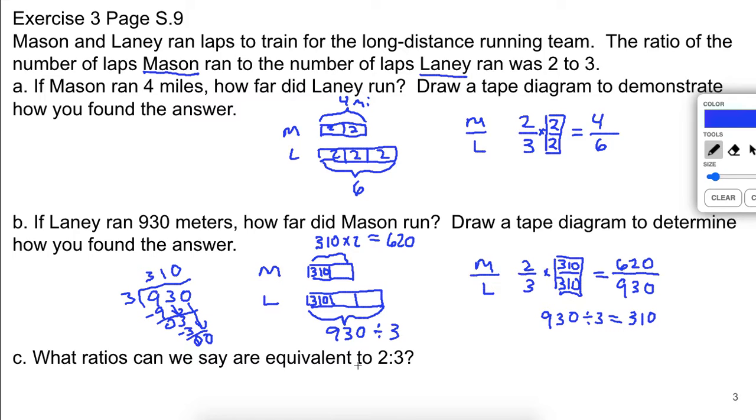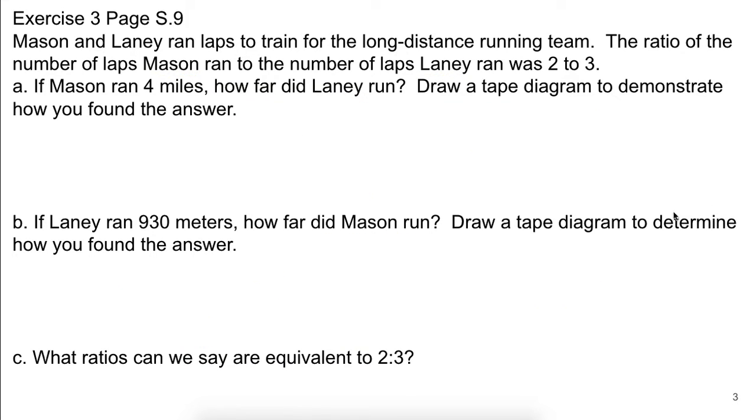Then our last thing is, what ratios can we say it's equivalent to? So 2/3, we just showed that it's equivalent to the ratio of 4 to 6. And we showed it was equivalent to the ratio of 620 to 930. We just justified that it was equivalent to both those ratios. So that's what we are doing with those. Okay, let's go ahead and go on to exercise 4.